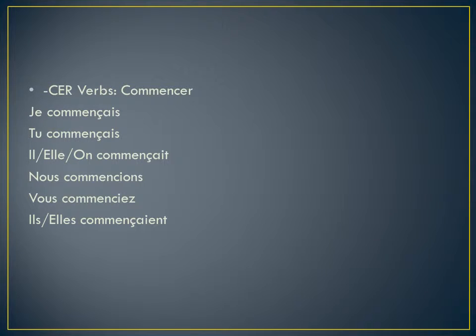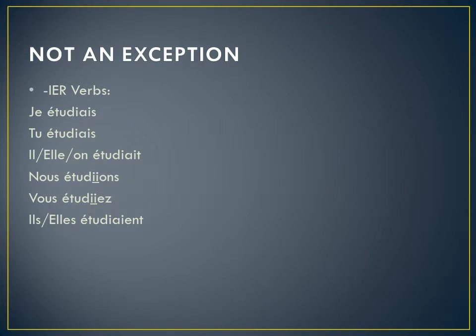CER verbs, in the nous present form, have an accent added on the C. For je, tu, il, elle, on, ils, and elles, you do not take off the accent, but for nous and vous, you do take off the accent. IER verbs are not an exception. You do the same things as a normal conjugation. Notice that nous and vous still have a double I.